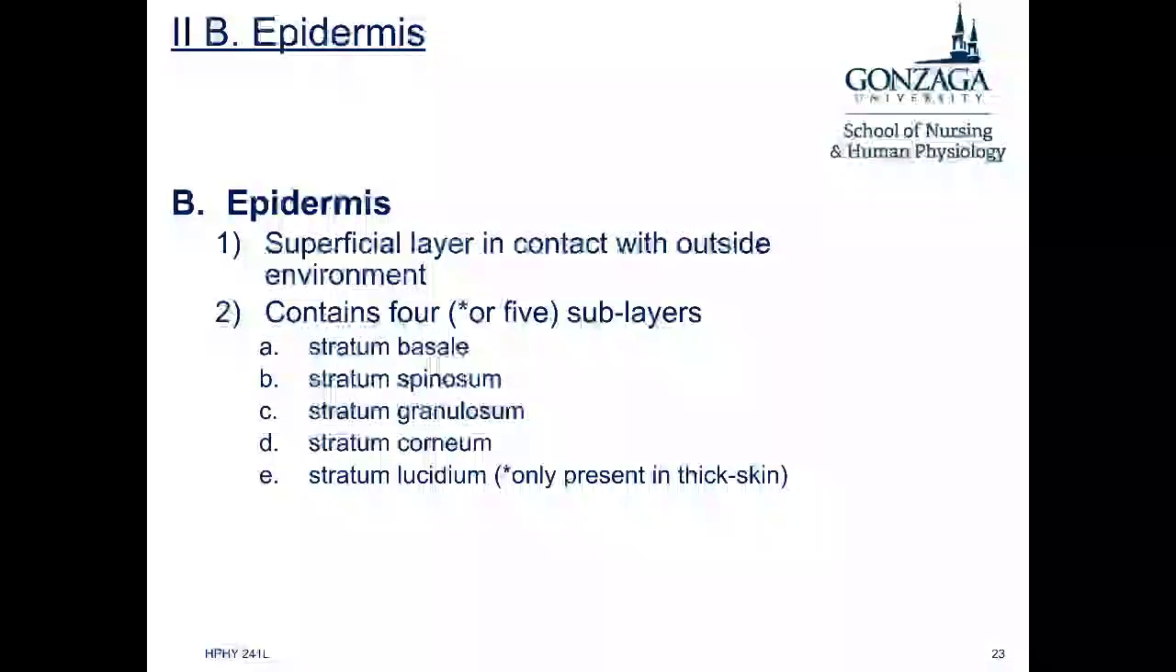But let's talk first about the epidermis, that most superficial layer that is in contact with the outside environment. The epidermis has 4 sublayers. Notice that there's 5 if we're talking about what we call thick skin, or skin of the palms or the base of our feet. Starting at the most interior layer, we have the stratum basale, and moving outward, we then encounter the stratum spinosum, the stratum granulosum, the stratum corneum, and if it is thick skin, then it will have a 5th layer, the stratum lucidum.